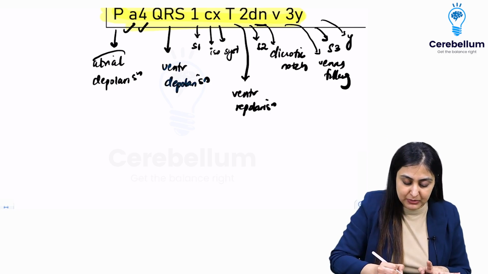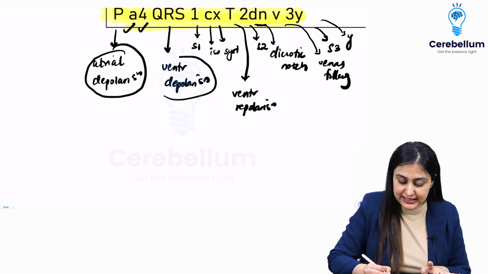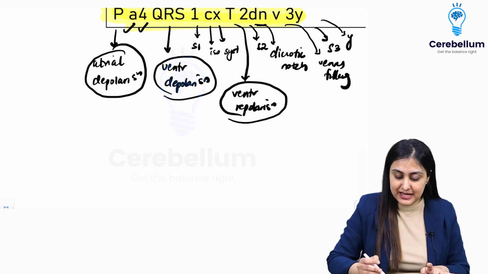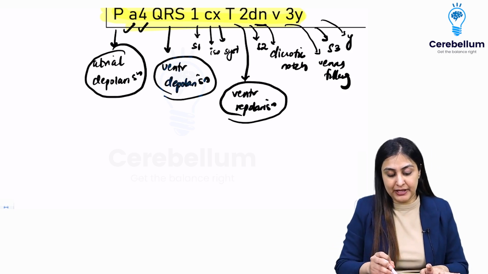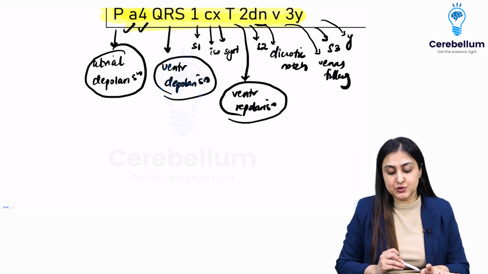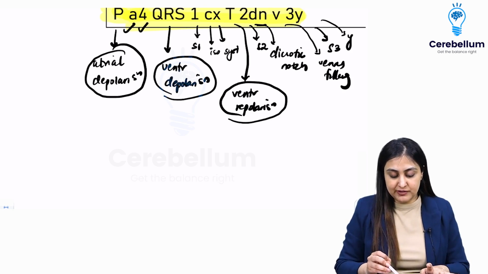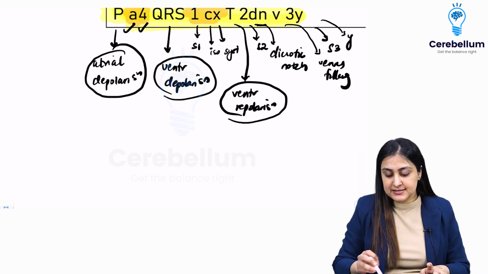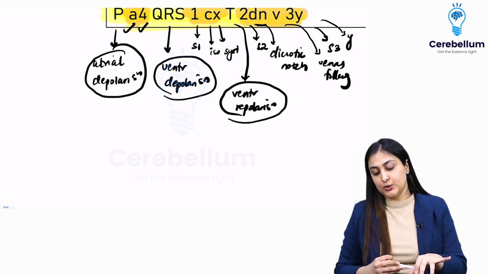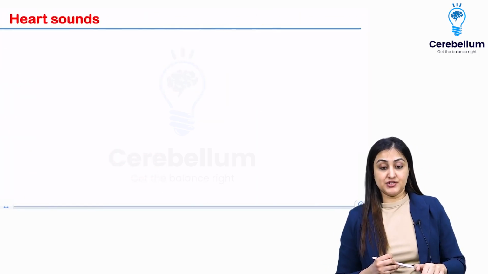Alright. So just remember the ECG events obviously are going to take precedence. And after this, I want you to just see what is following. So between P and QRS, you have A4. Let me just do it with a different color. You have A4. Here, you have 1CX. You have 2D and V. 3Y. Lots of things happening here. Okay. So this is about the Wiggers diagram.